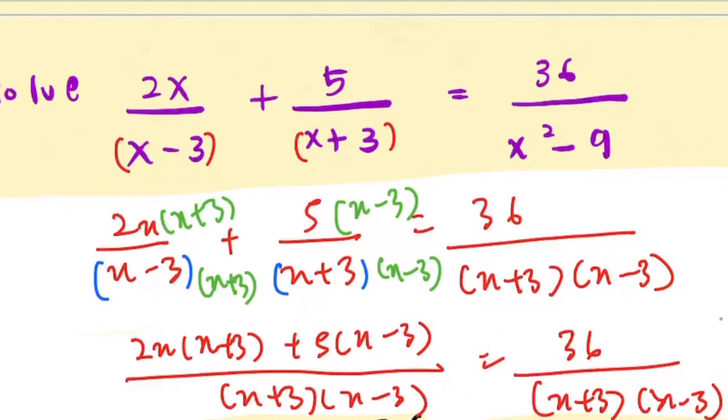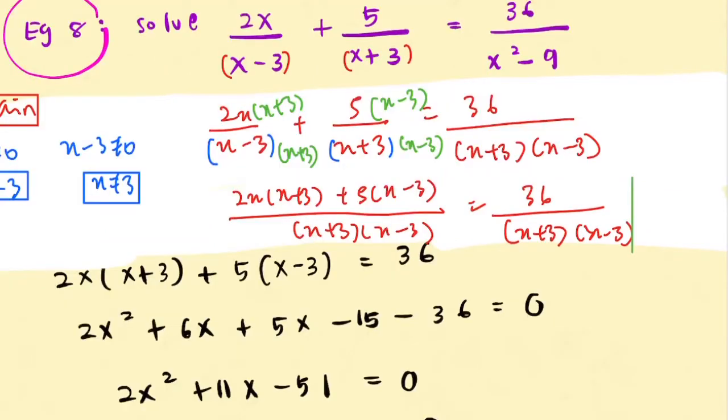So now we have finished equating the denominator. Now we can simplify it very easily by multiplying both sides with (x plus 3)(x minus 3).